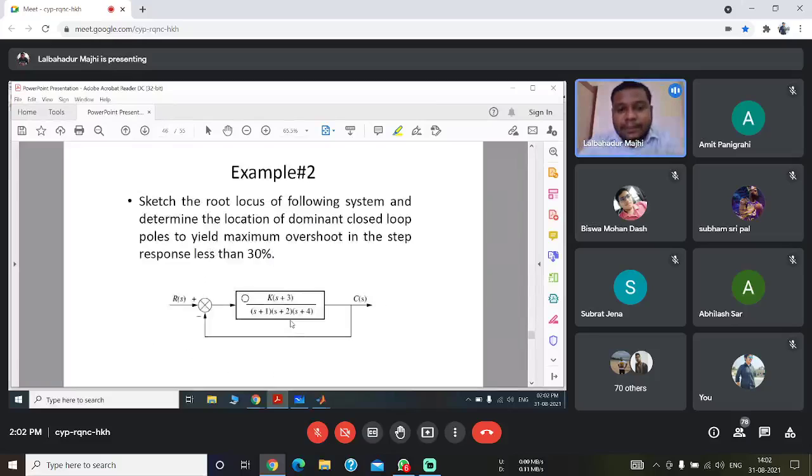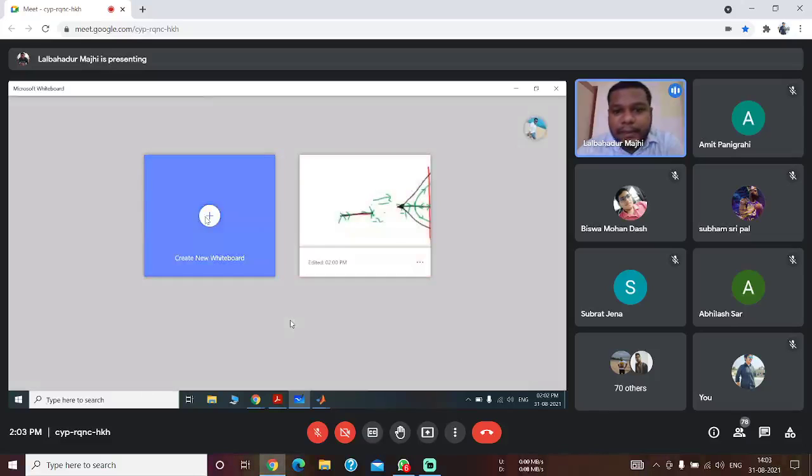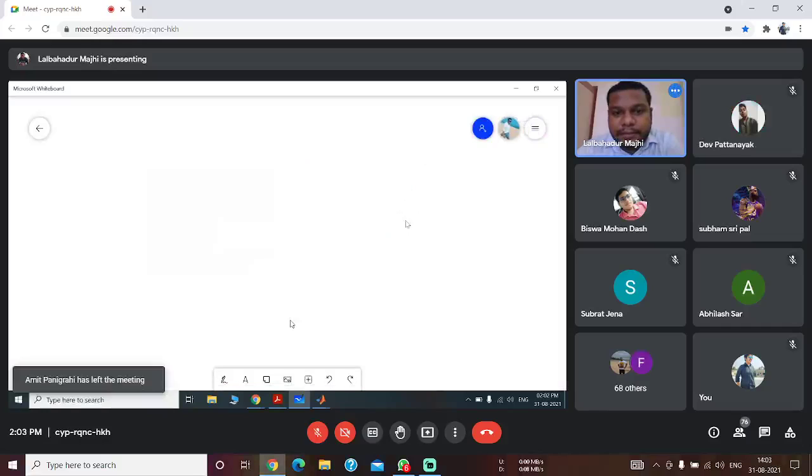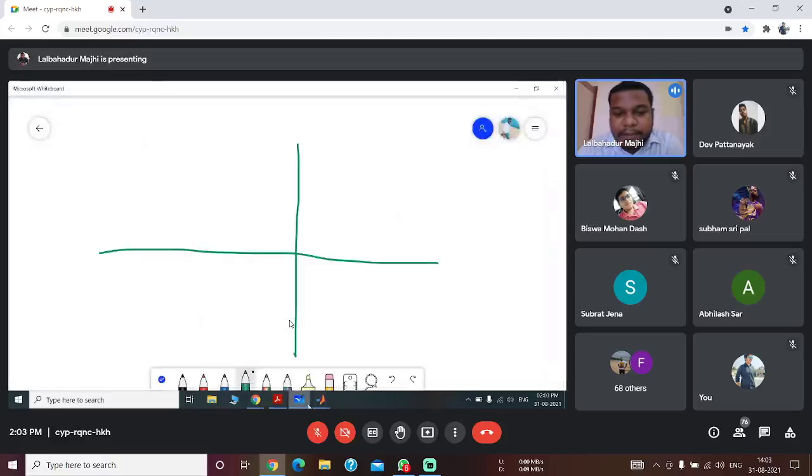Okay, so we have this open loop system K into S plus 3 divided by S plus 1, S plus 2 and S plus 4. So what is the first step? We have to identify the pole zero location. So let's draw the S plane. We have 1 zero at minus 3 and 3 poles. So we first draw the poles. So this is, let's say, minus 1, minus 2, minus 3, sorry, it's minus 4.